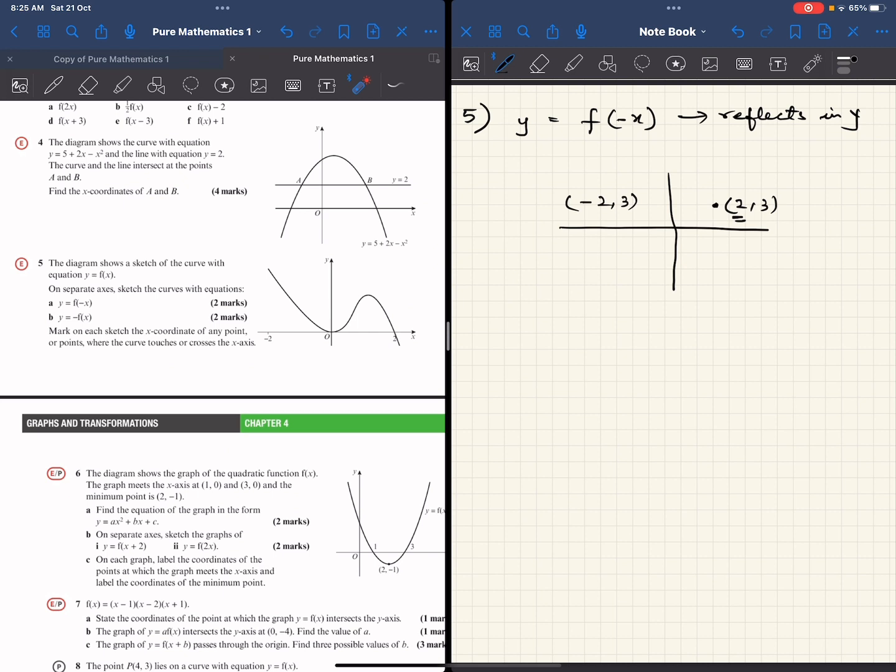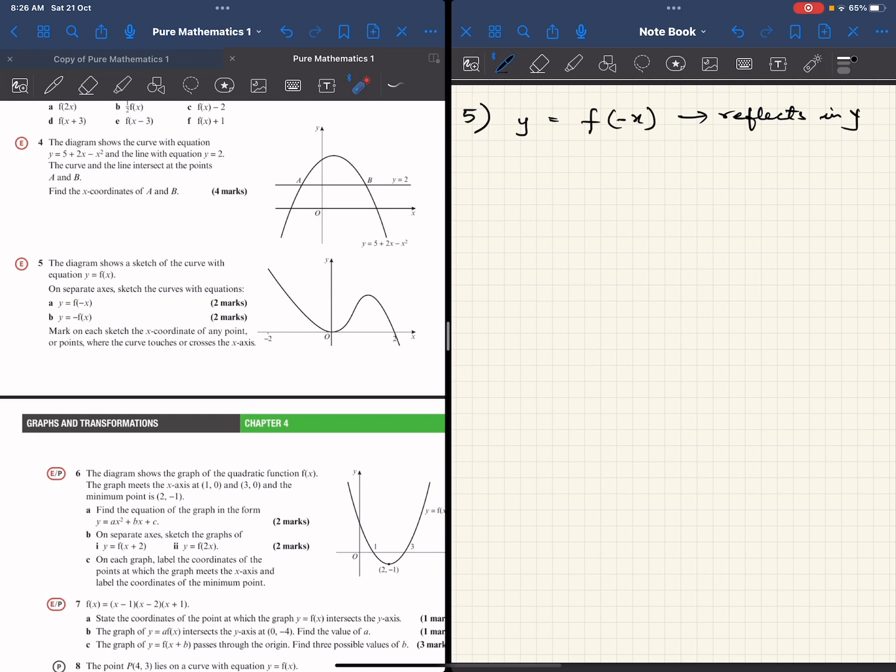So if the graph reflects in the y-axis, what is on the right goes to the left and vice versa. So the graph will be like this and like this, just the other way around. So what is here comes here, and what is here goes here. So the graph will be like this. So that answers part A.